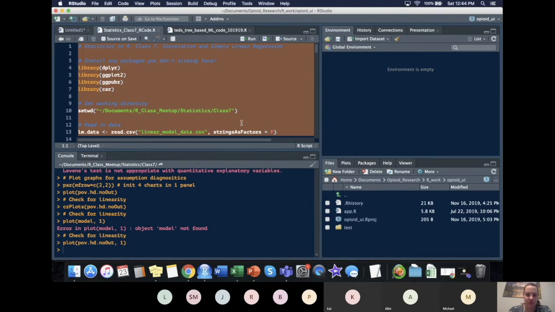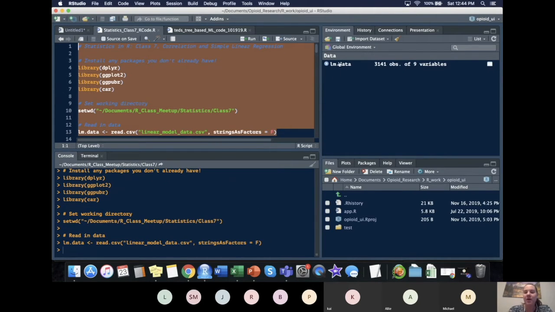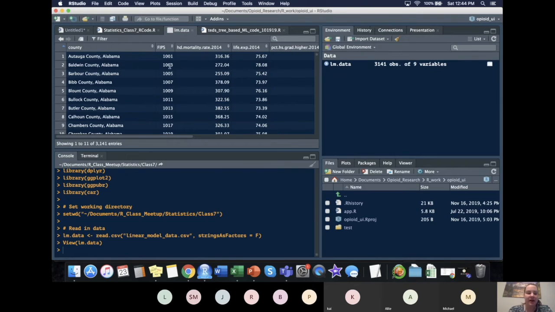All right, what is going on? There we go. Is something that I created. I actually called it linear model data.